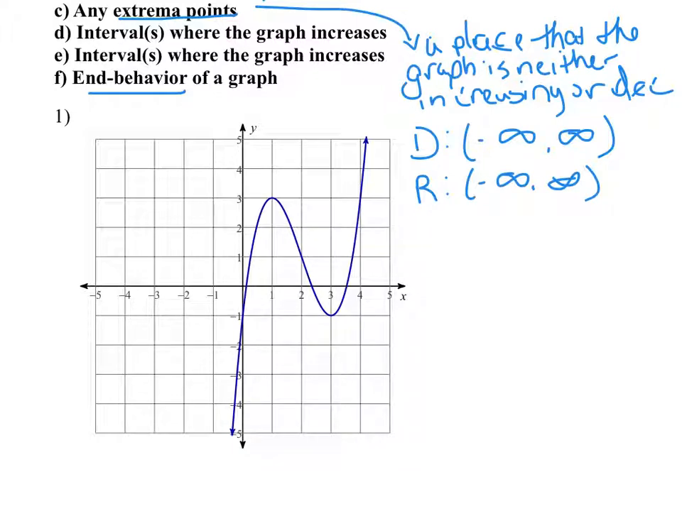This point right here is a max extrema. The max would be at (1, 3). And the min would be here. The min extrema is at (3, -1). So extrema are points where it's neither increasing nor decreasing.